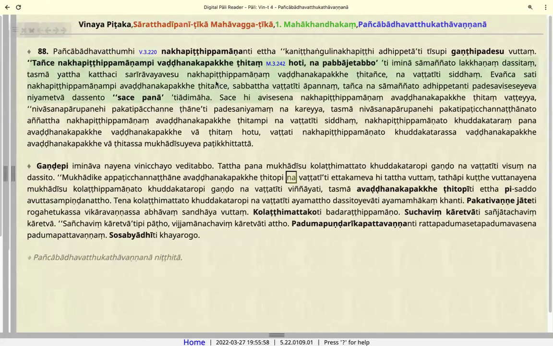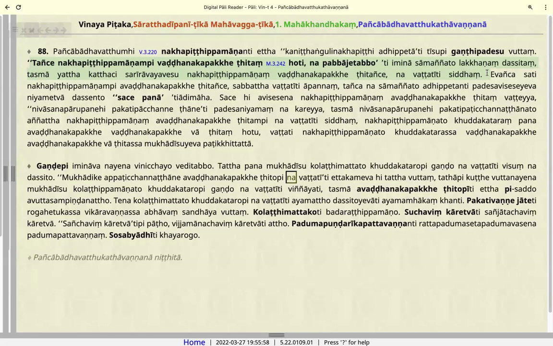Tassa yattha katthaci sarīrāvayavesu nakha paṭhi pamāṇaṃ vedanaka bhakkhi chitaṃ pi na pabbājetabbo ti sāṭaṃ. In the commentary explanation, the nakha paṭhi pamāna vedanaka bhakkha chitan hoti na pabbājetabbo. Why?